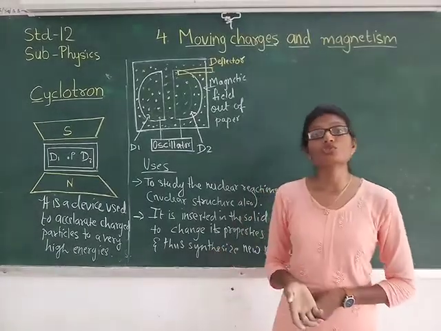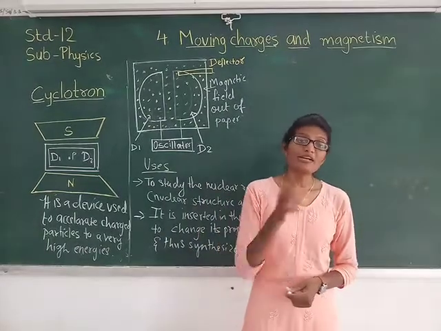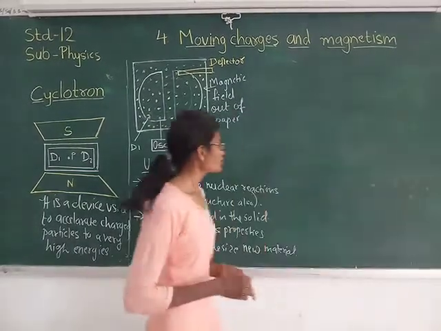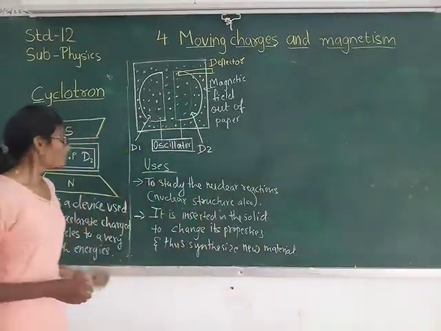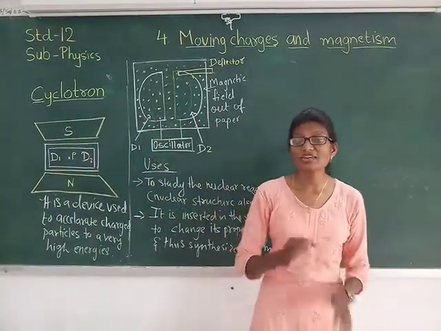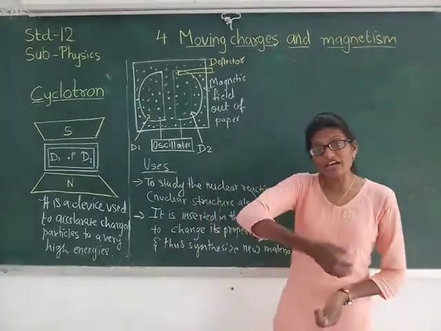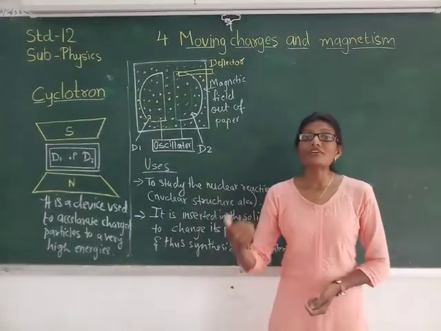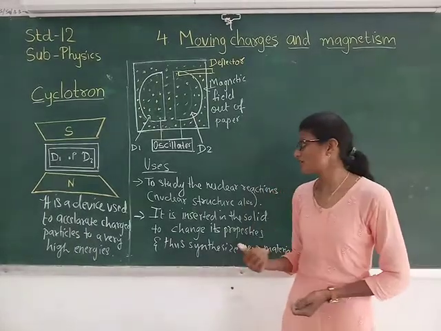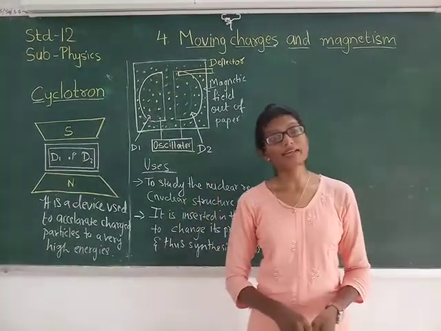So when we want to change the property of the material, we need to insert the charged particle into that solid. So here I have said what is cyclotron. Cyclotron is a type of device which is used to accelerate the charged particles to very high energy. And why we are using that? Why we require the high energetic charged particle? To study the nuclear structure or to study the nuclear reaction.